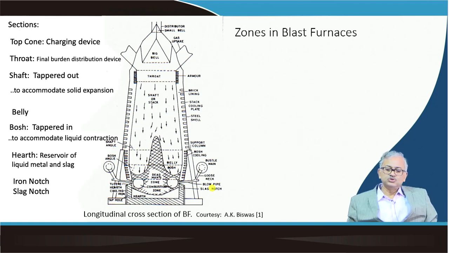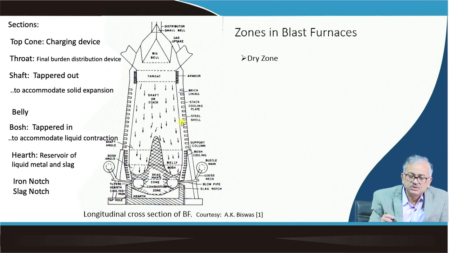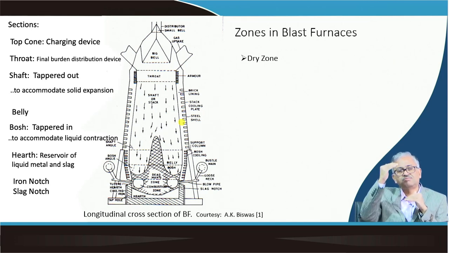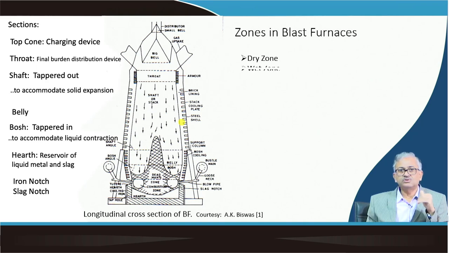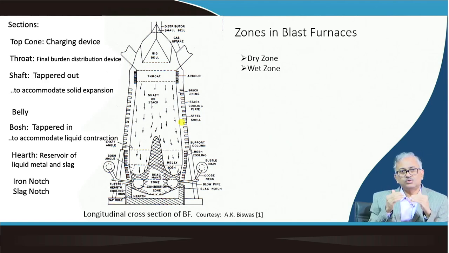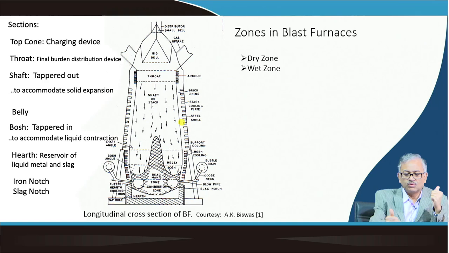And now let us see the zones in a blast furnace. What are the different zones that are in the blast furnace? First zone is the dry zone, this top region. If you just say the blast furnace, you can divide it initially into two parts. One is the dry part, another is the lower part, the wet zone. So you have the dry zone where the burden remains solid, and the wet zone where the burden becomes liquid.